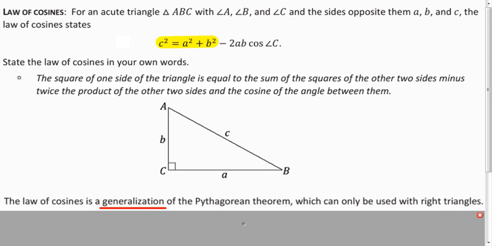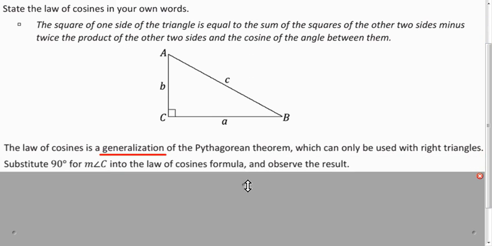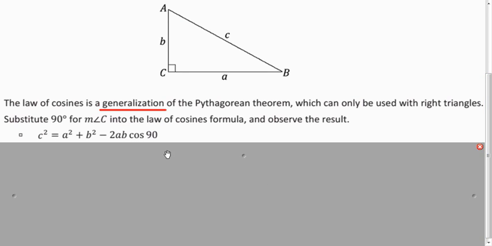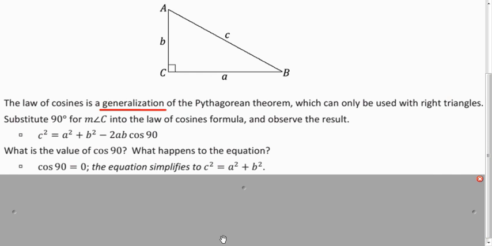And that's because the law of cosines is actually a generalization of the Pythagorean theorem. Now, the term generalization means that it can do everything the Pythagorean theorem can, but more. So let's see why that is. What happens if we plug in 90 degrees for angle C? So we plug that into our formula, what do we end up getting? Well, what is cosine of 90? We saw in a previous lesson that it was 0.